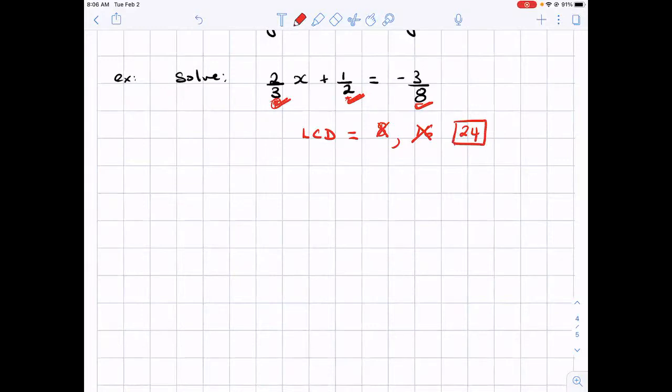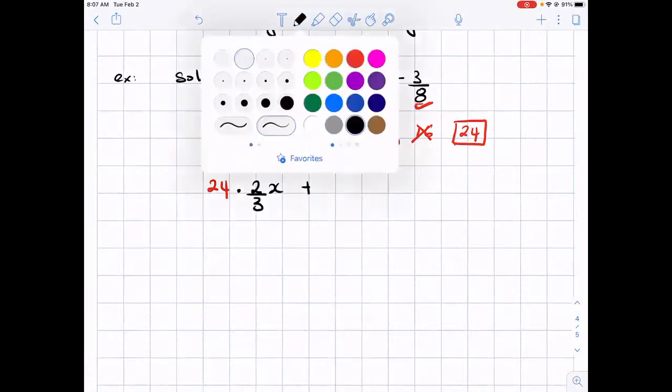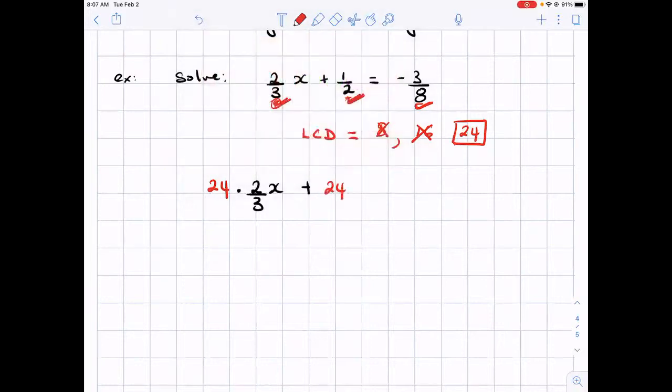Okay? Now that we have the lowest common denominator, it doesn't have to be the lowest common denominator. Any common denominator will work, but with the lowest, you work with smaller numbers. What I'm going to do is take 24 and I will multiply that by every single term. I will take 24 and multiply that 24 by every single term that we have.